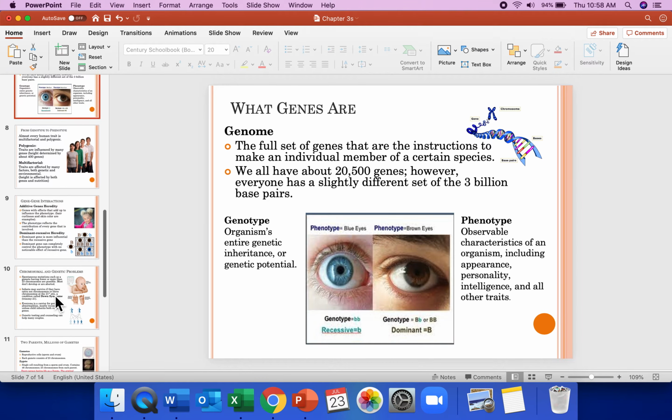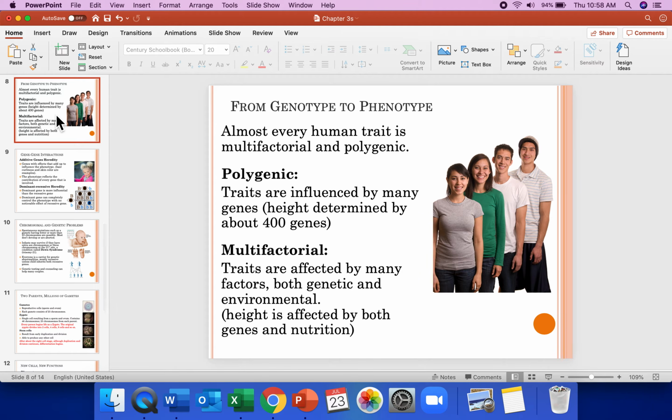All right, so as I mentioned, the interaction between genes can be very interesting because it determines how the gene is going to express itself. Almost all human traits are both multifactorial and polygenic. The meaning: polygenic means poly and genes, many genes. So traits are influenced by many genes. An example would be your height.